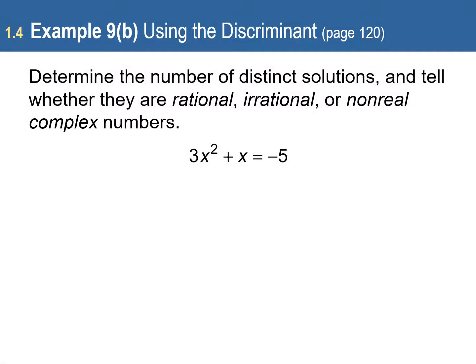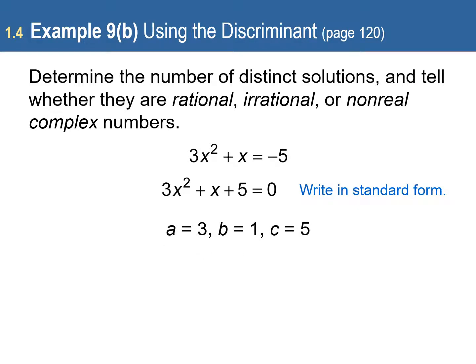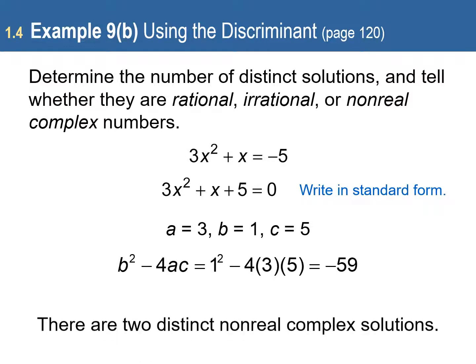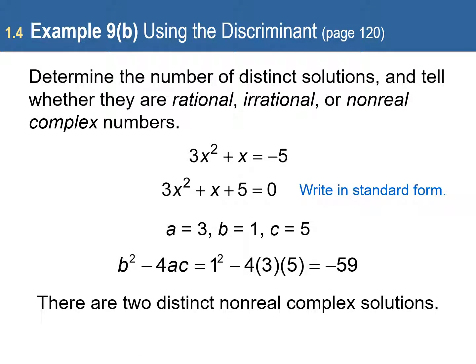If I give it to you in non-standard form, then the first thing you need to do is write the quadratic in standard form. Now A is 3, B is 1, C is 5. The discriminant is b squared minus 4ac. It's 1 squared minus 4 times 3 times 5, or negative 59. The discriminant is negative, so I know that I have two distinct complex solutions.